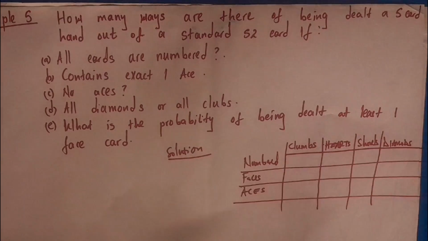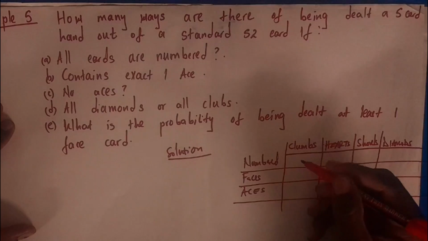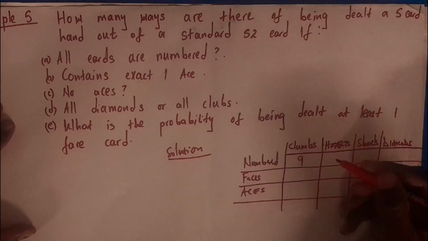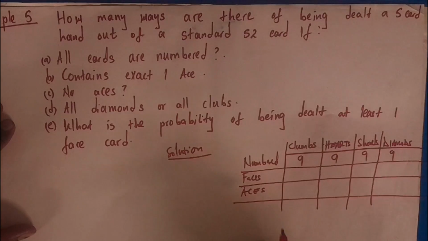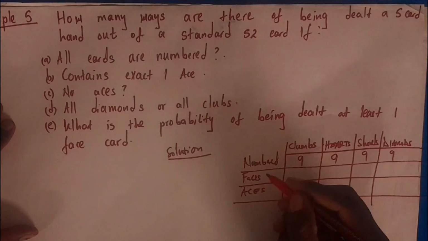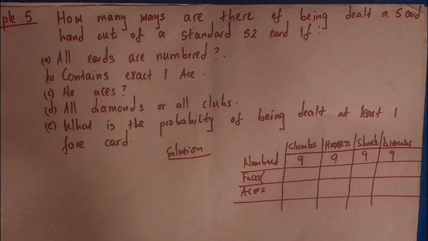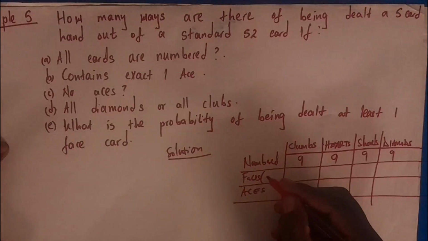And then on the numbered cards we have 1 up to 9. So on the numbered cards we have 9 on clubs, 9 on hearts, 9 on spades, 9 on diamonds. And then on the face cards, we have Jack, Queen and King.